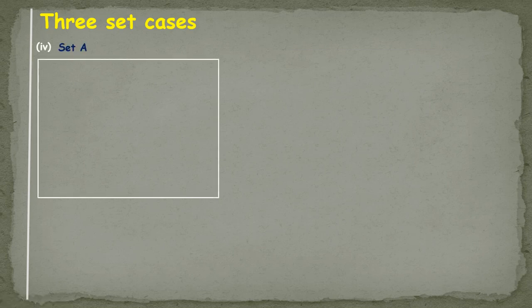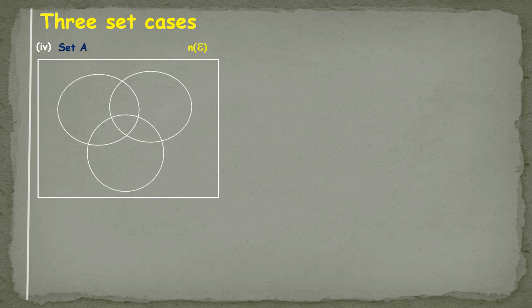We can look at set A. That is set A, set B, set C, our universal set. Now set A: we take the entire region that has set A. So we shall shade that. So that is our set A, the entire region that represents set A.